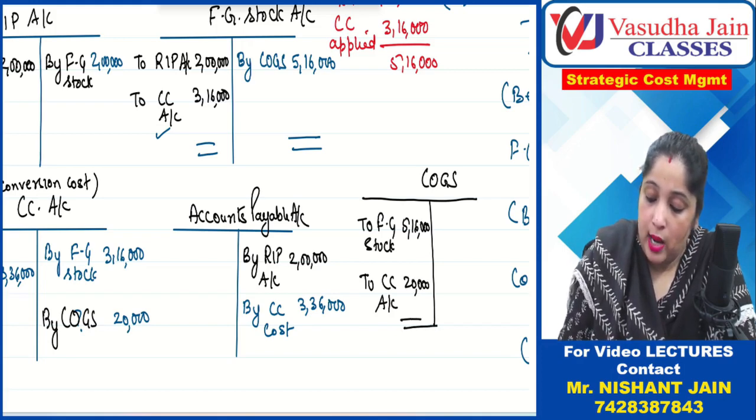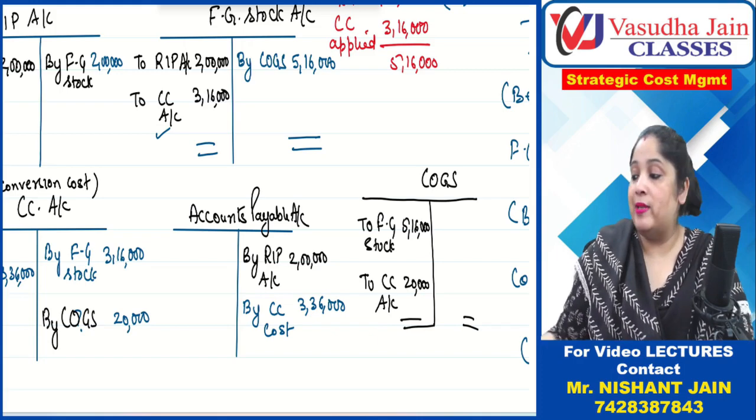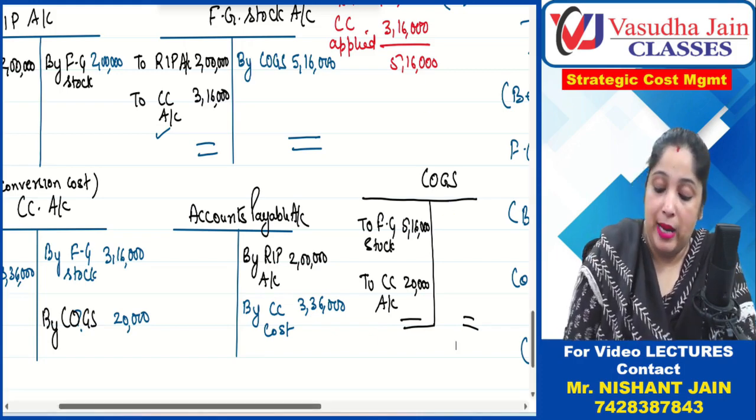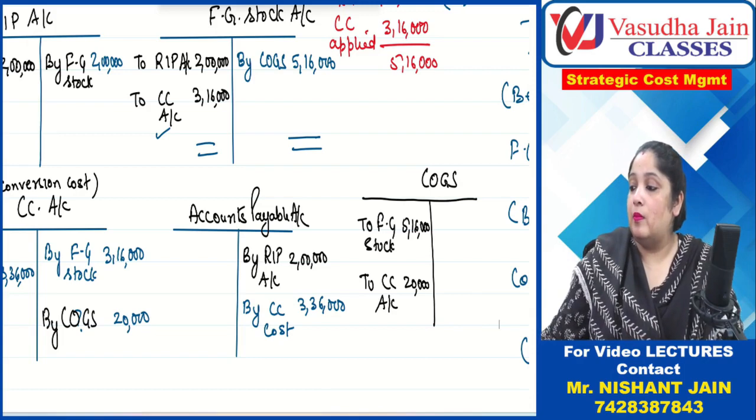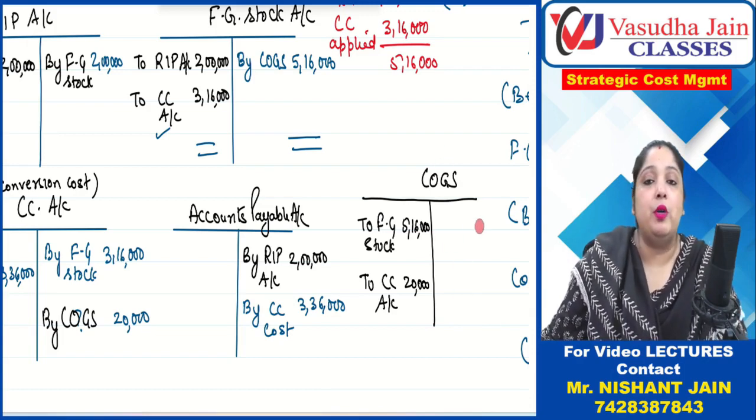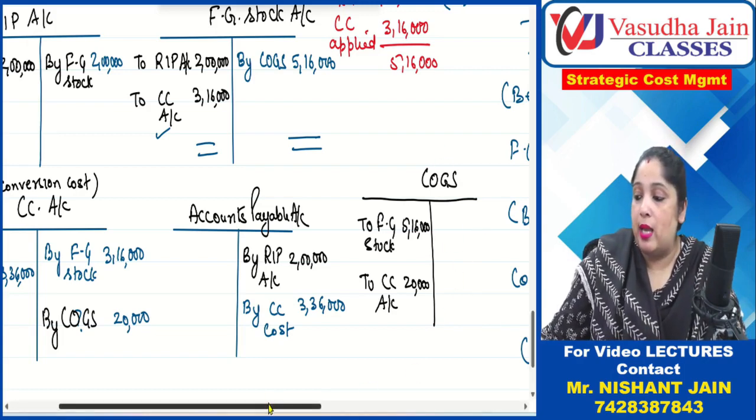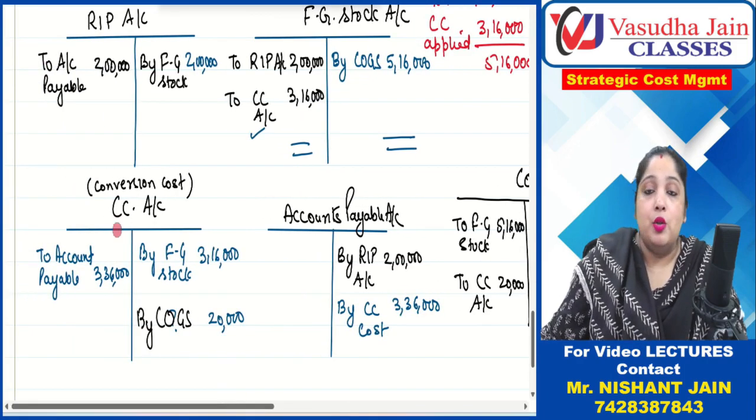Now all these entries will be passed. Obviously this whole amount, and let us not balance the account. This will be transferred. This whole cost will be transferred to costing P&L, but we are not supposed to make accounts. We are supposed to pass entries. So this will be the entry.